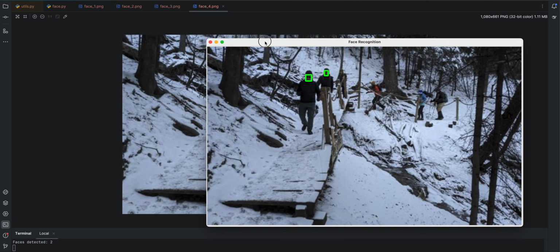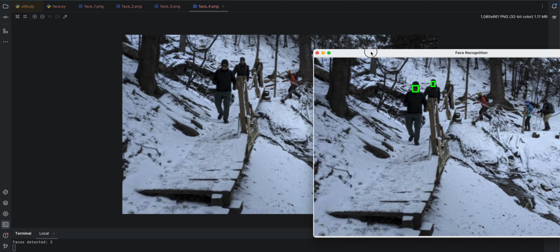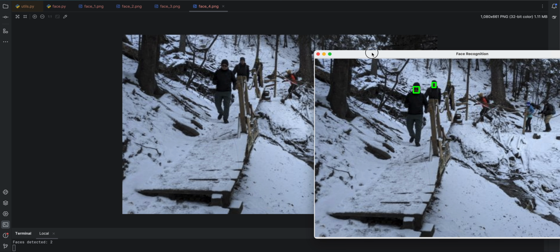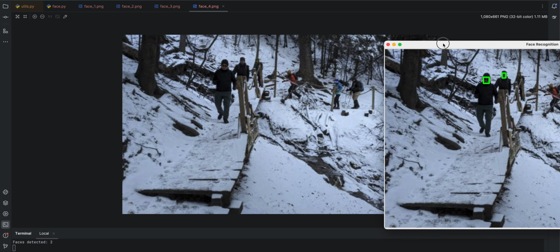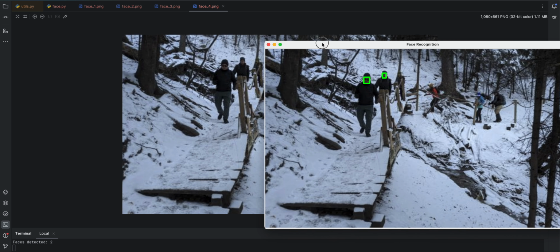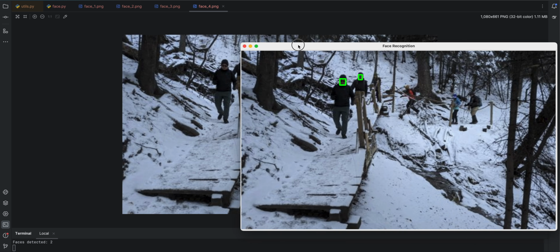Oh, so only 2 faces got detected, which are actually looking like very much they are faces which can be detected by human eyes directly. And the people behind are kind of hard to get detected. Yeah.